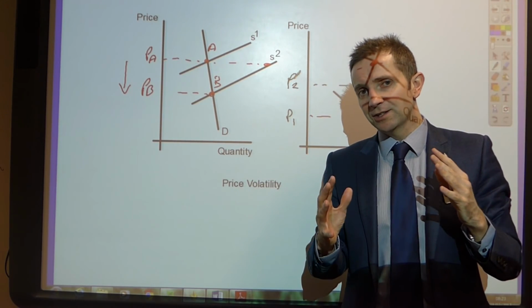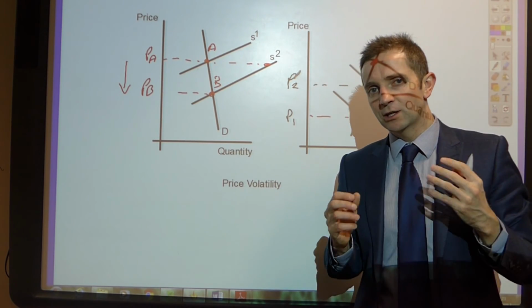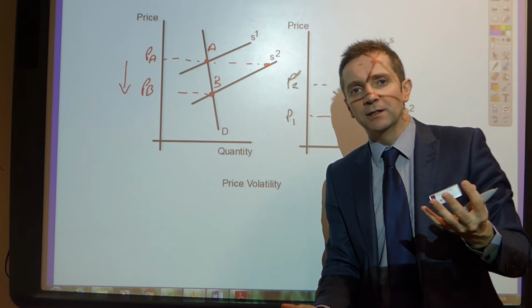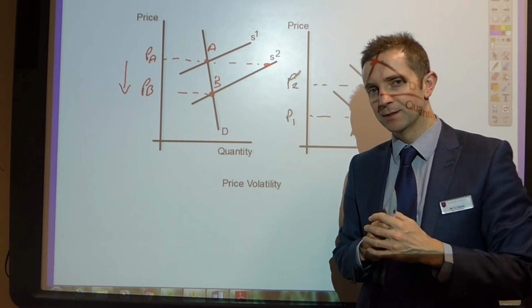And it's this inelastic nature of supply and demand which means that the copper producers will suffer very big price swings when there are changes in the relative levels of supply and demand.